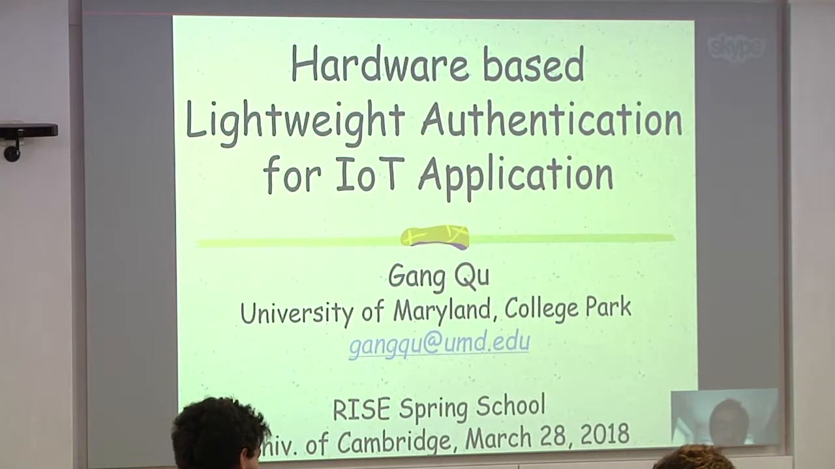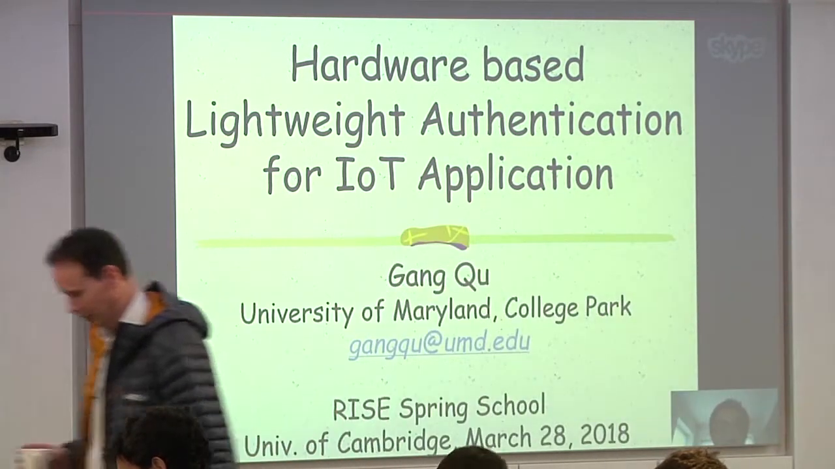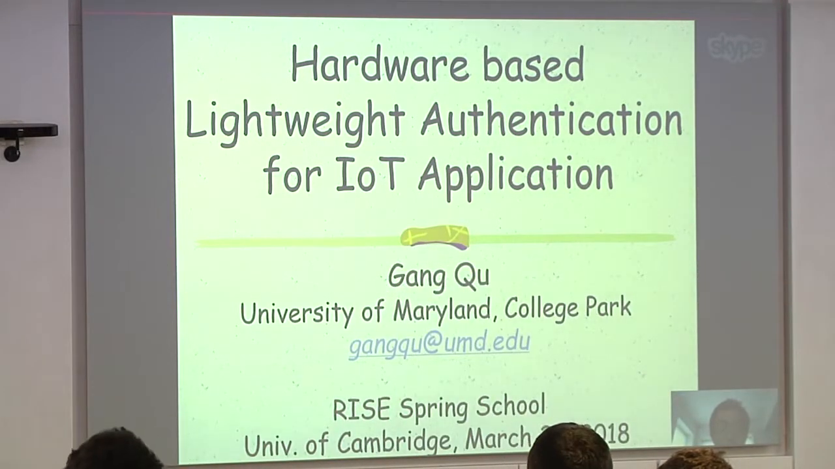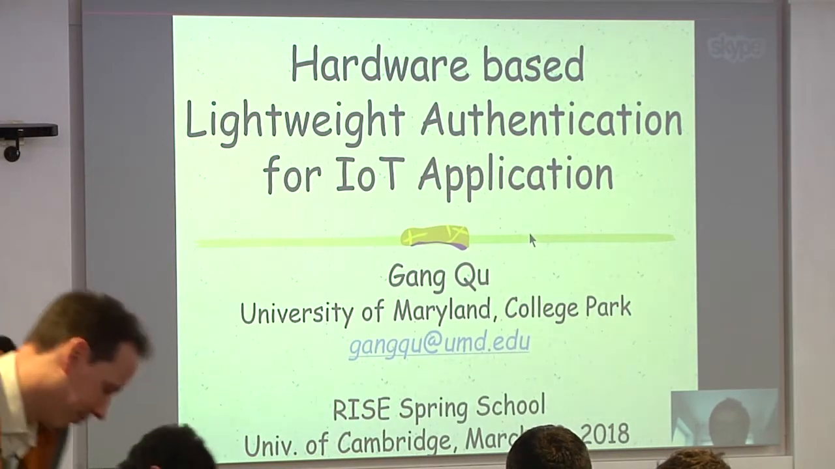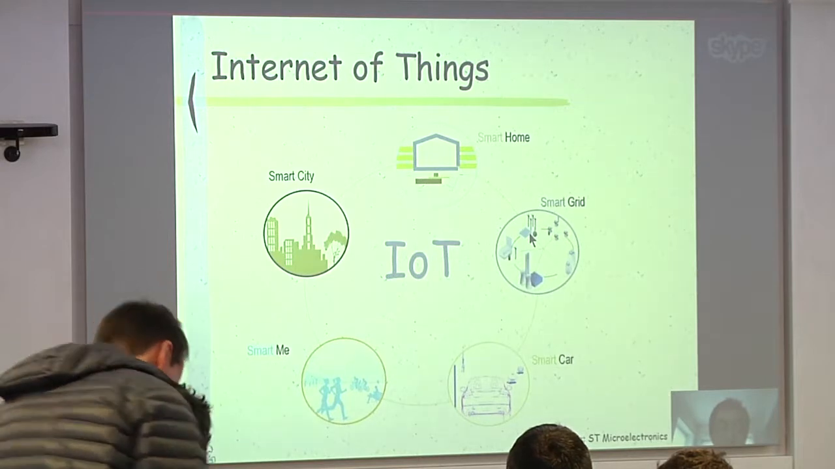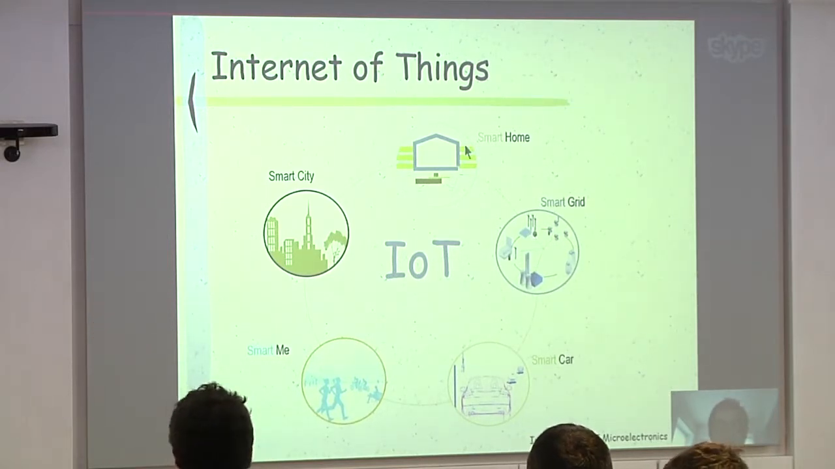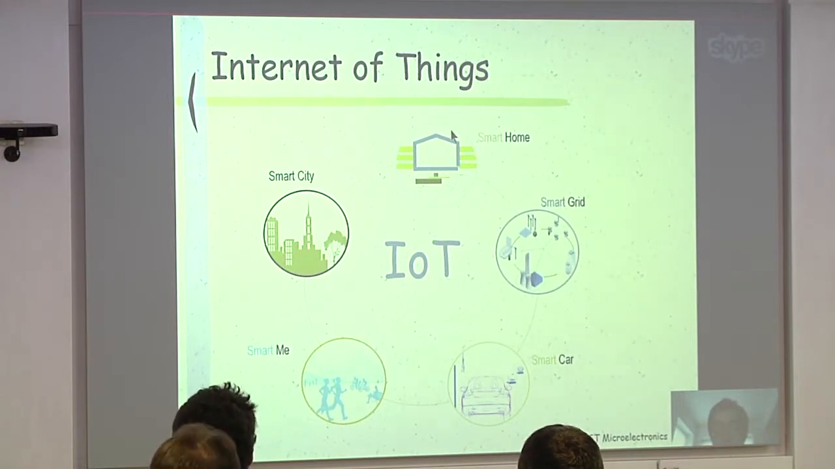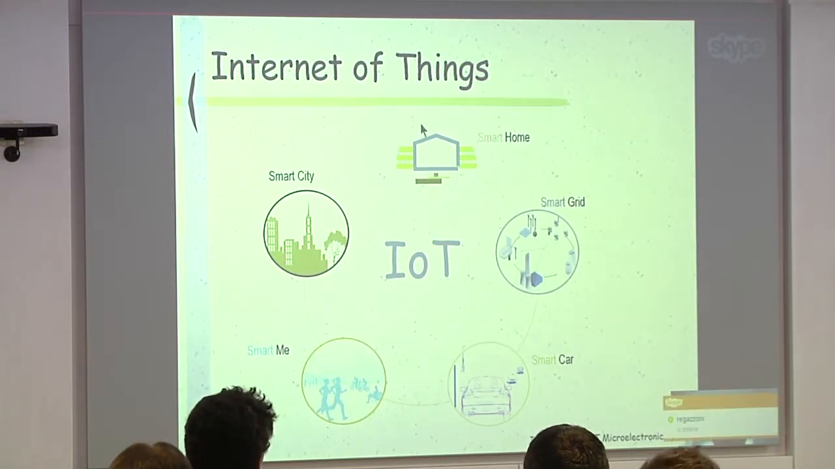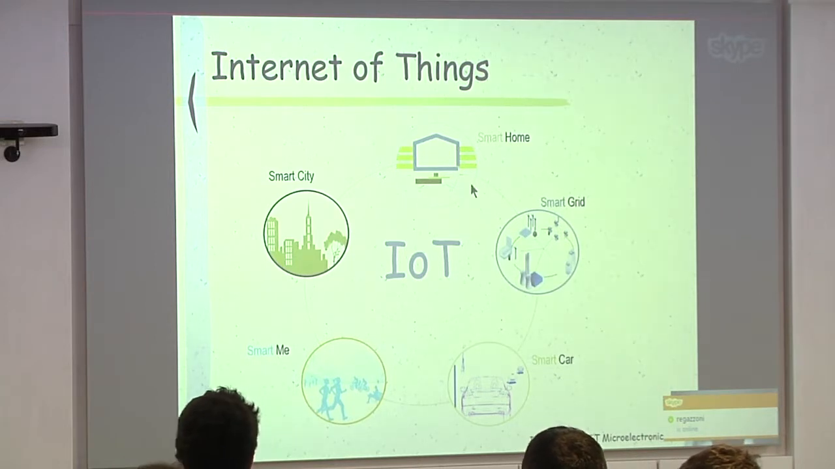And the topic for today will be how we can use hardware to do authentication for the Internet of Things applications. And we're now living in the era of this Internet of Things. Starting from the home we live in, we call them smart homes because we have smart sensors, smart refrigerators, and all kinds of smart things.